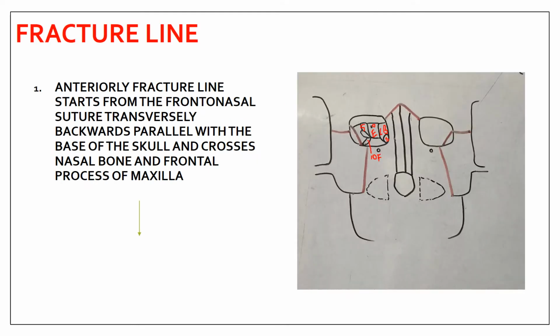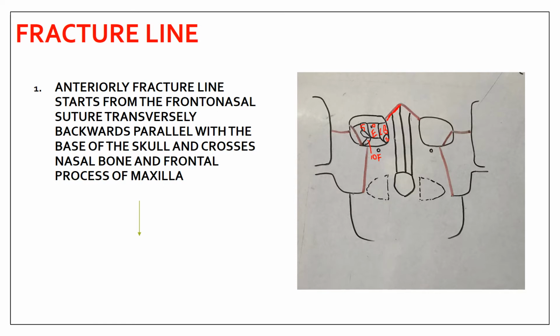So starting off with the fracture line, you have to write it in three aspects, that is anteriorly, posterior medially and posterior laterally. Starting off with the anterior line, anteriorly the fracture line starts from the frontonasal suture. So this is your frontonasal suture.